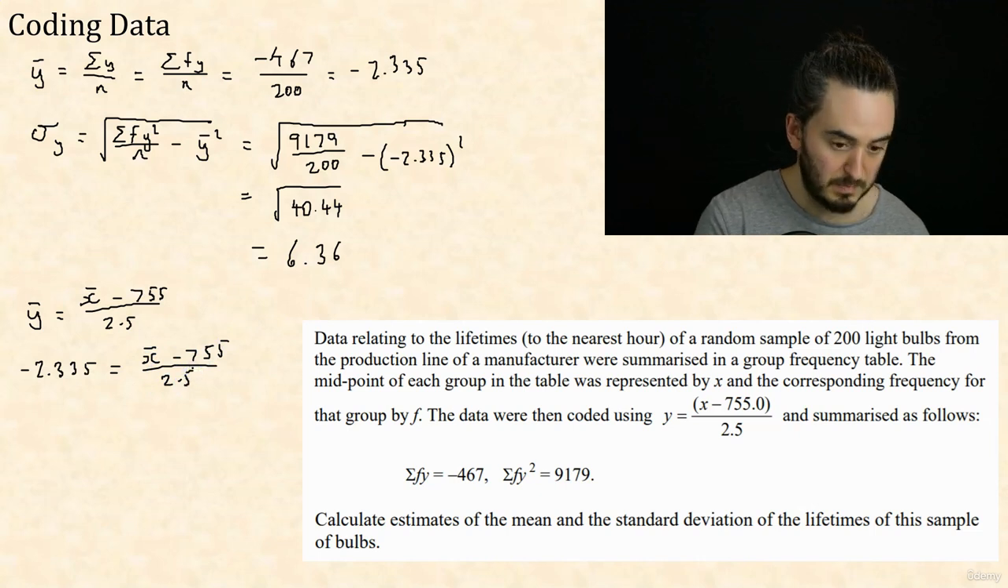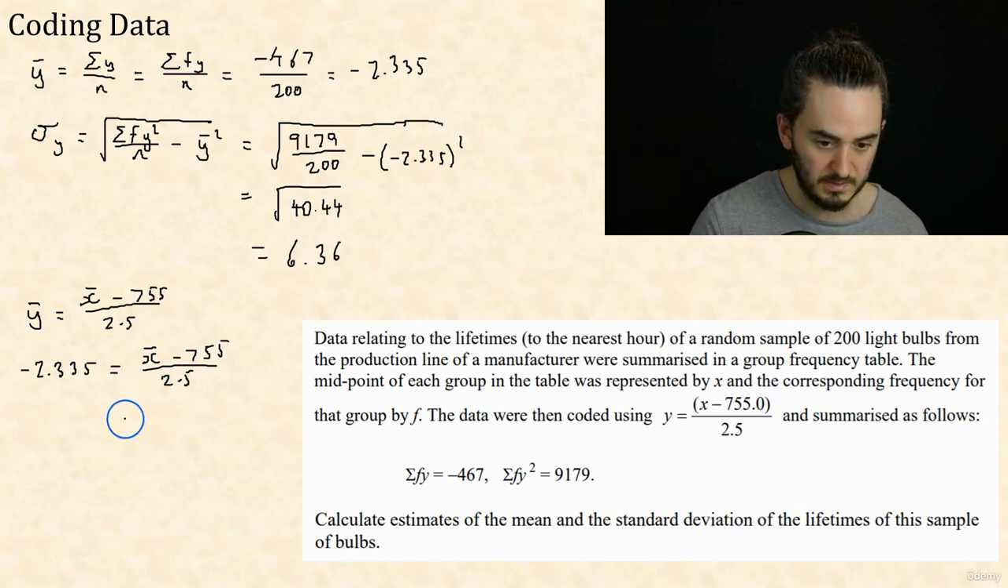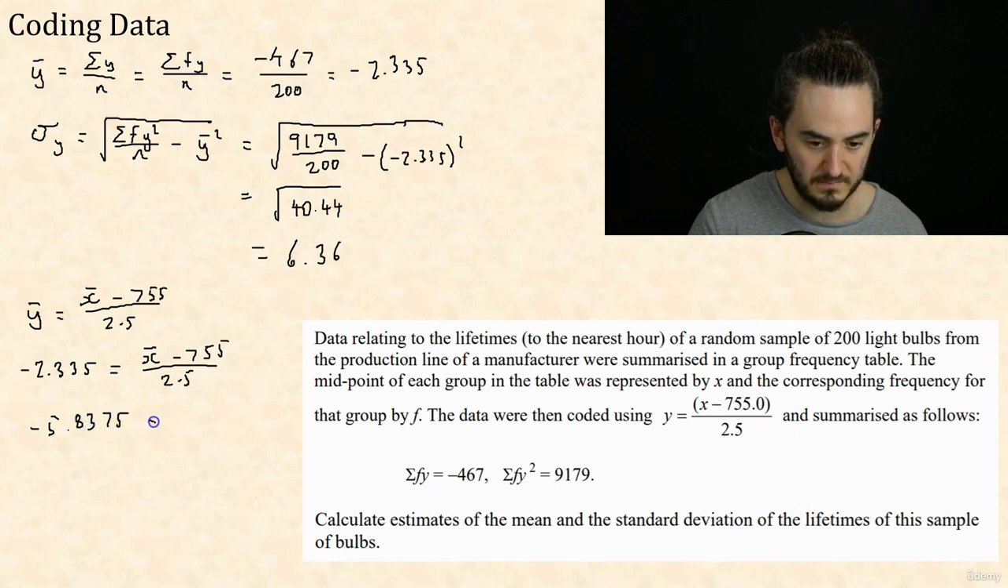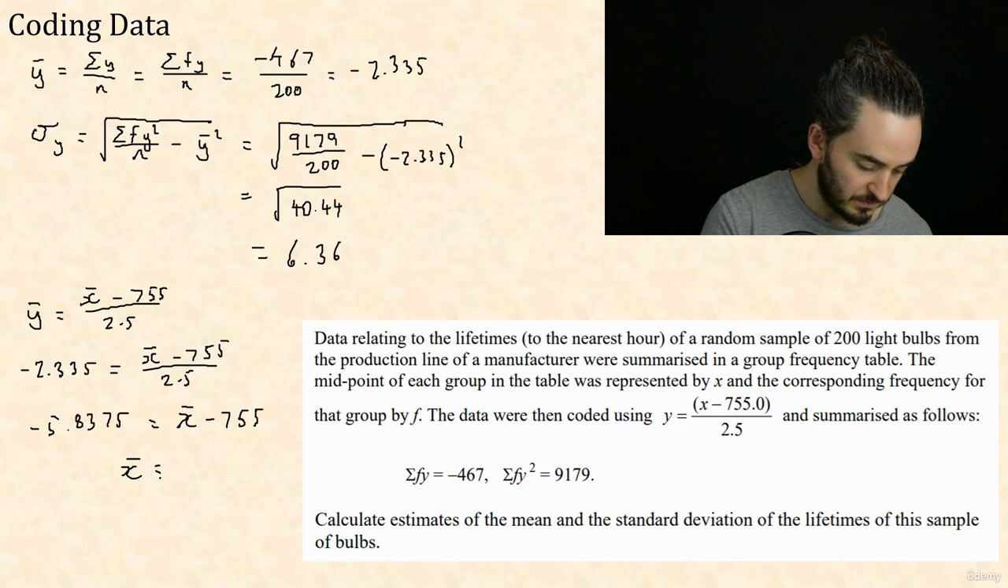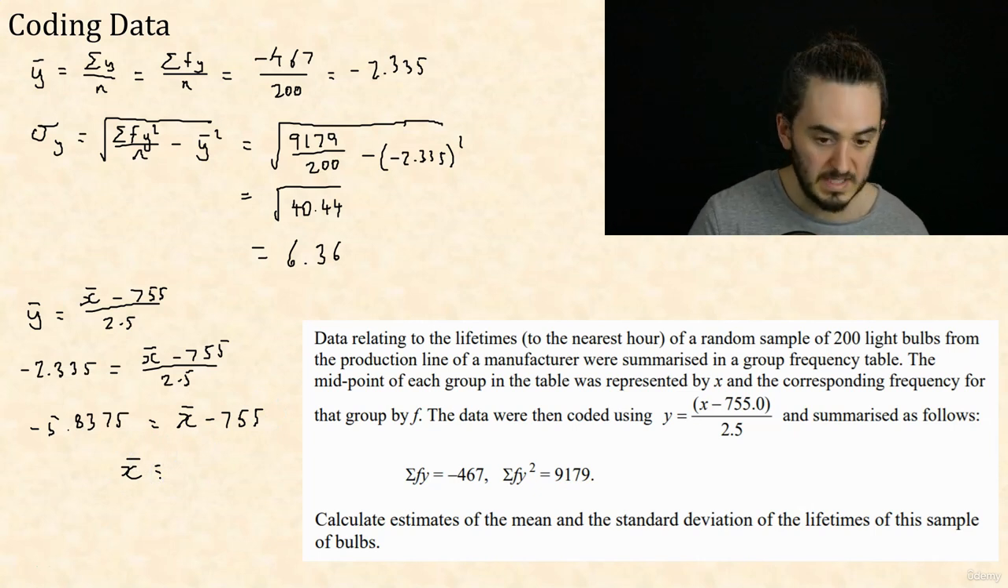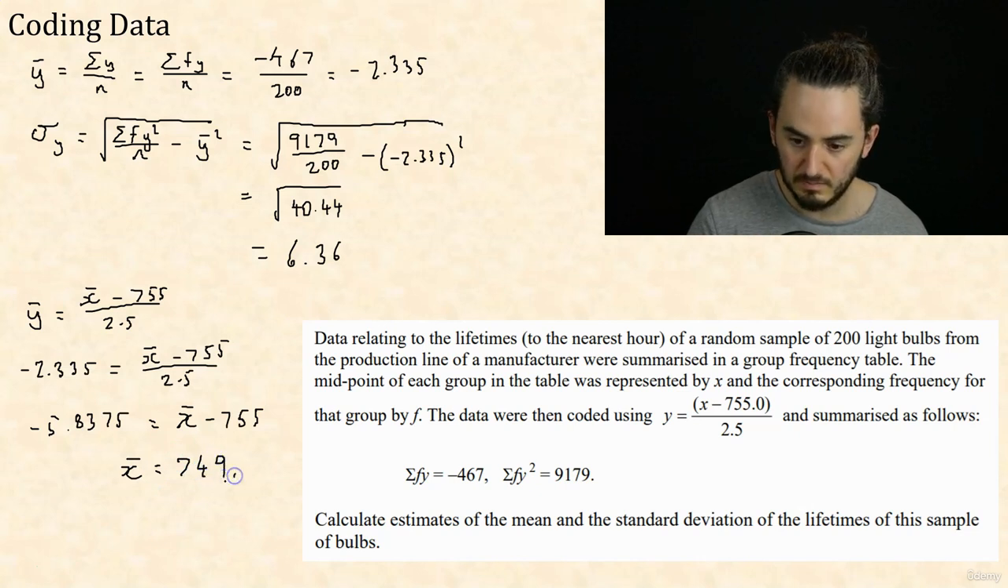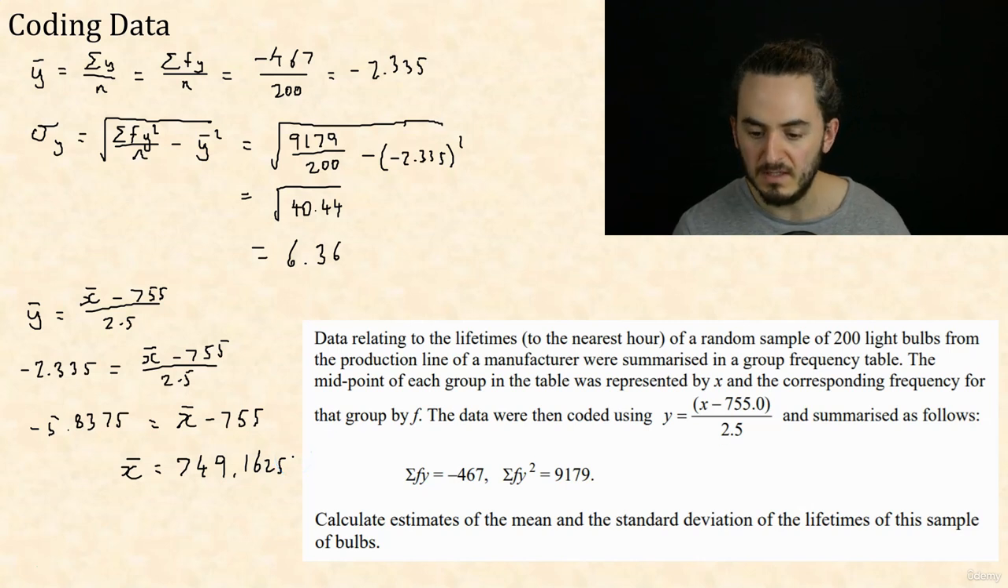If I multiply both sides by 2.5, I have minus 2.335 times 2.5 is negative 5.8375, and that's equal to x bar minus 755. Adding 755 to both sides, I get a mean lifetime for the bulbs of 749.1625. So there we go. There's an estimate of the mean lifetime of the bulbs.